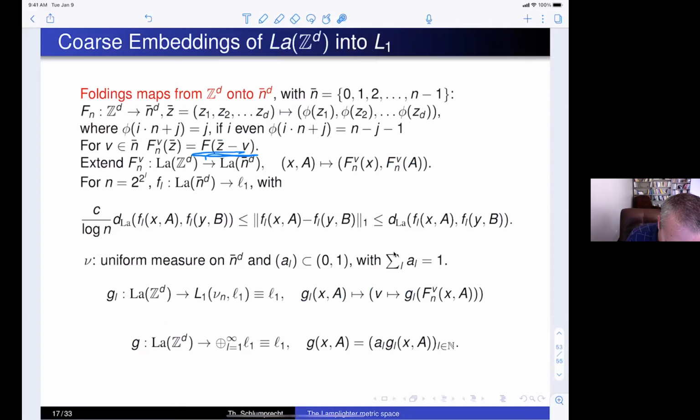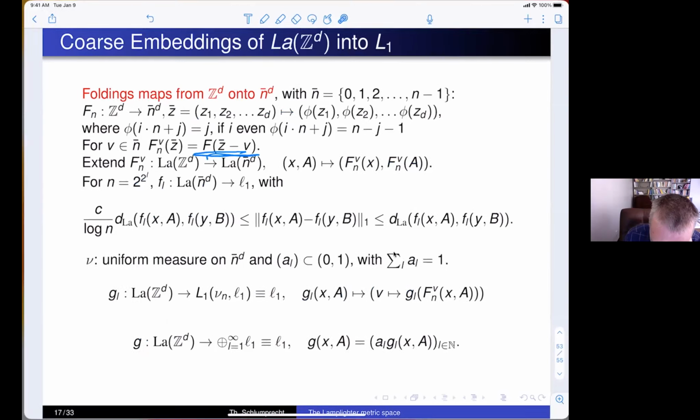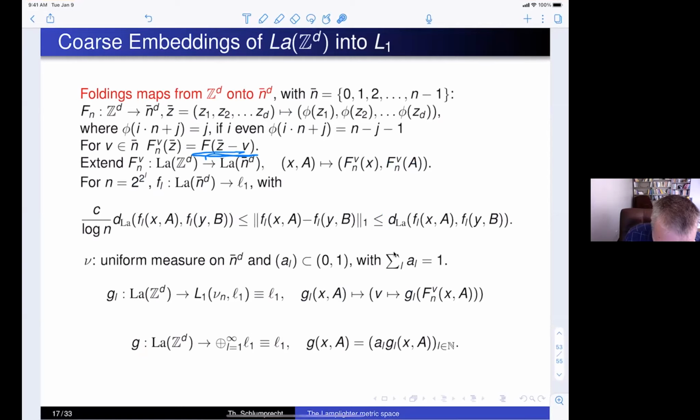after experimenting a little bit, the best is to take n to be 2 to the 2 to the L. I'm now fixing L, and n is equal to 2 to the 2 to the L. And then I'm considering an embedding from the Lamplighter of the finite grid of length n into L1, which I had by my previous result, which is Lipschitz but has this lower C over log n estimate, which I can do by what we did before.